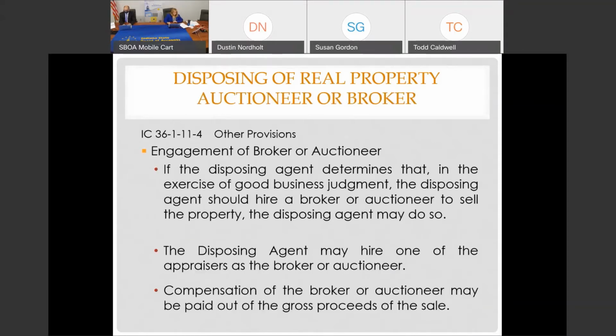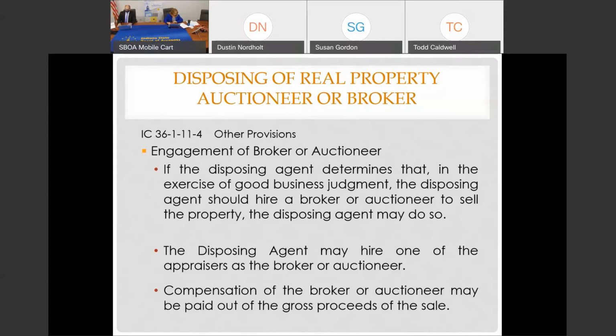The engagement of a broker or an auctioneer does involve a determination by the council that it is in the exercise of good business judgment to hire that person. The disposing agent can hire one of the appraisers as the broker or auctioneer. And then the compensation paid to a broker or auctioneer can be paid out of the gross proceeds of the sale.